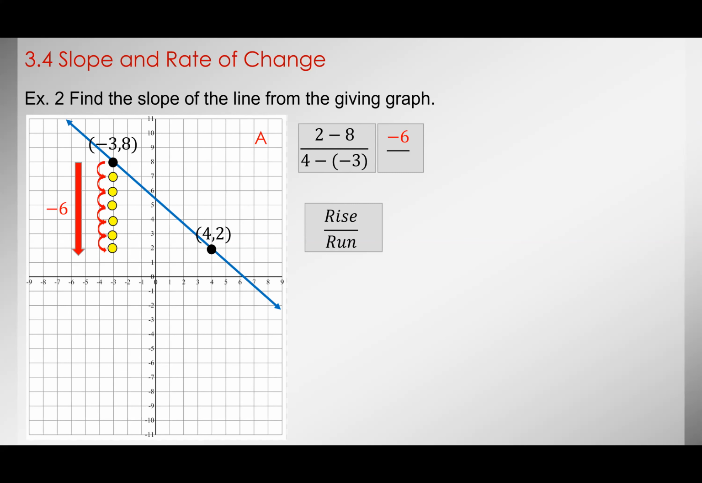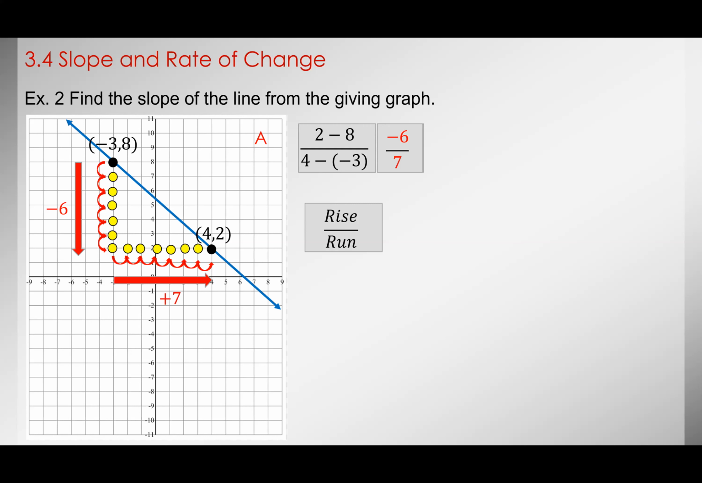And the run: clearly my second point is not directly below or above the first. If it were, I'd be done, I'd stay there, which is 0. But because I need to run to the right, how many steps do I need to take from this point to my next point? As you can see, I run 7 steps, and because I run to the right, it's +7. It's the same idea as before. No matter how you do it, you still get -6 over 7.